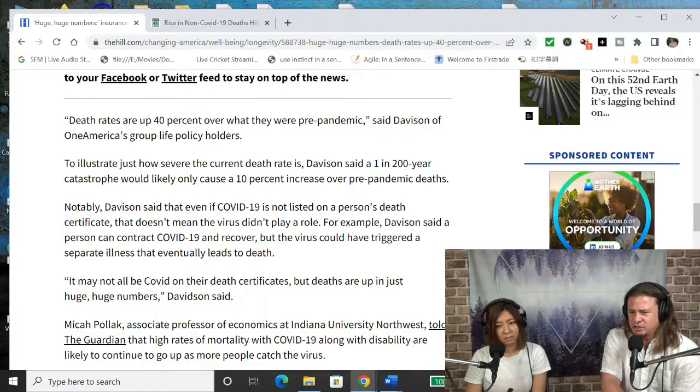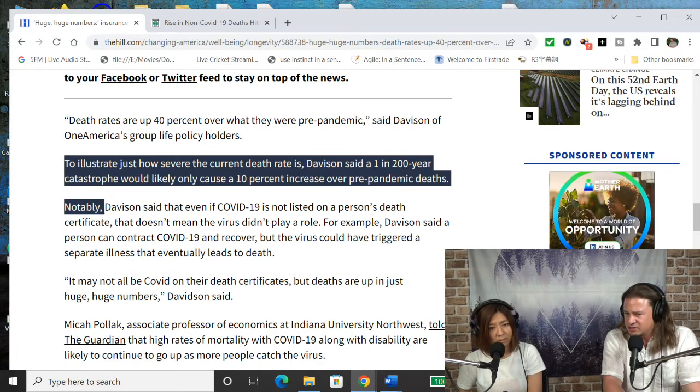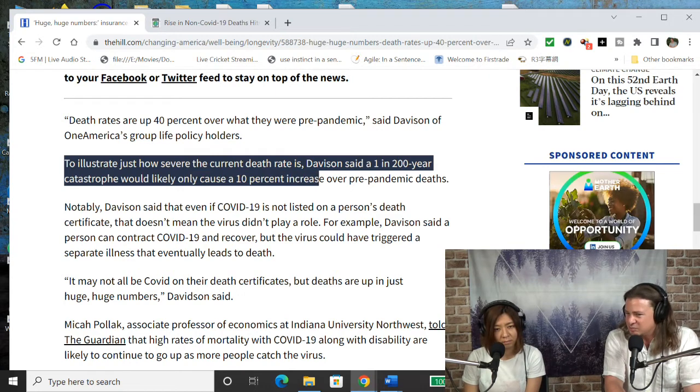So yeah, one insurance company executive estimated that the death rates are currently up 40%. Now you need to find a way to put this into perspective, right? So I'll show it to you here. He says, to illustrate just how severe the current death rate is, Davison said a 1 in 200 year catastrophe would likely only cause a 10% increase over pre-pandemic deaths. So something happens once every 200 years. That's really infrequent, right? But that's only a 10% increase. This is a 40% increase.